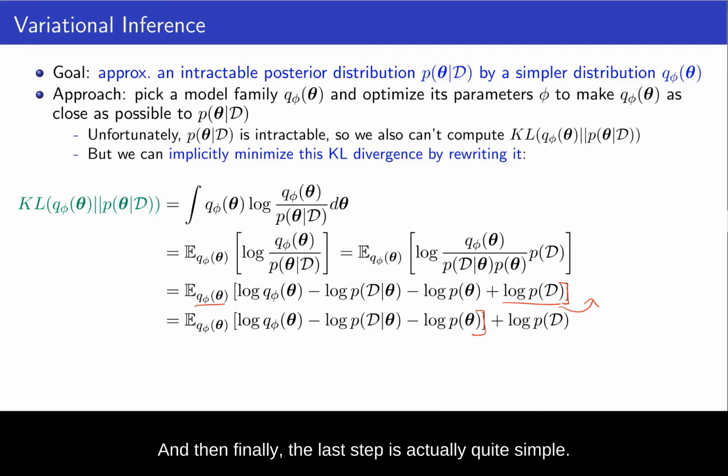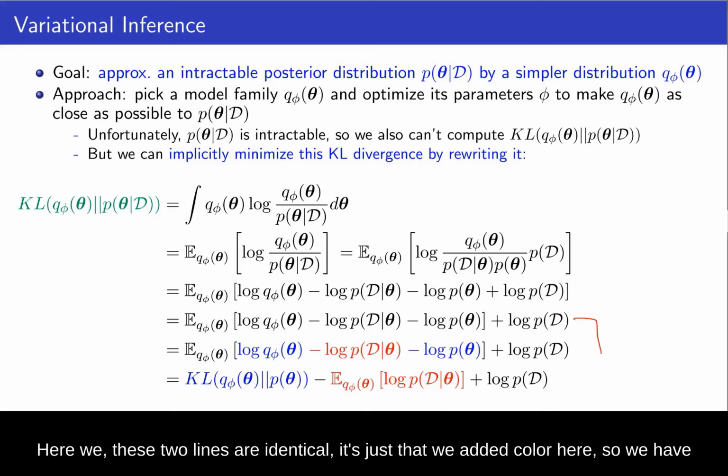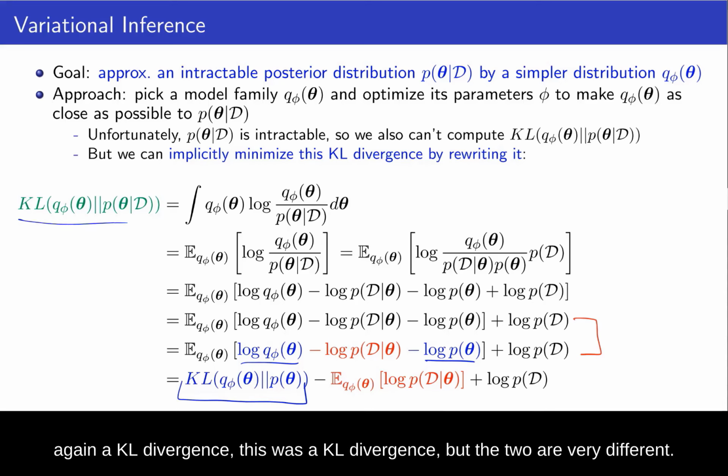And then finally, the last step is actually quite simple. These two lines are identical. It's just that we added color here. So we have these two blue terms combine in order to make this new KL divergence here. And that's, again, a KL divergence. This was a KL divergence, but the two are very different.